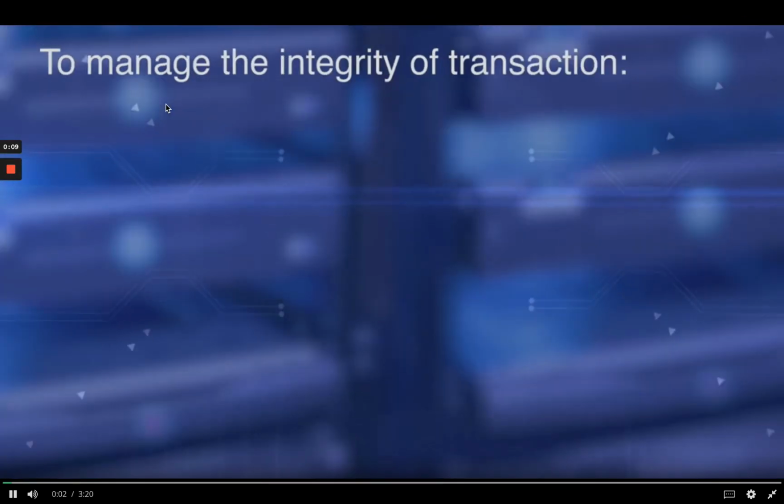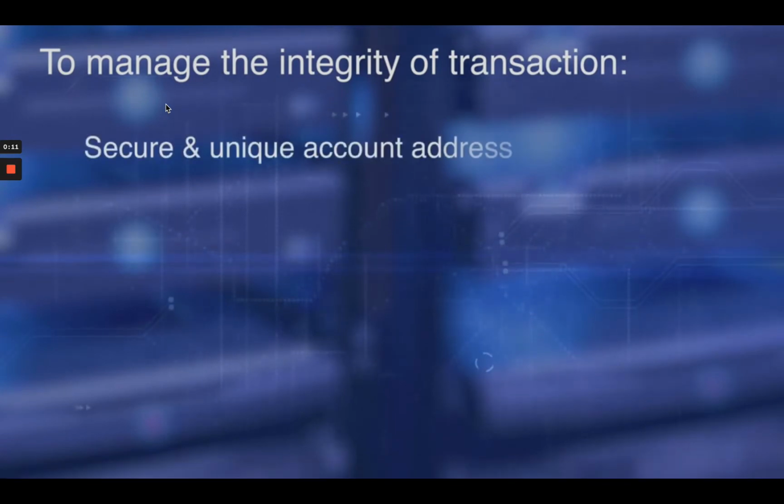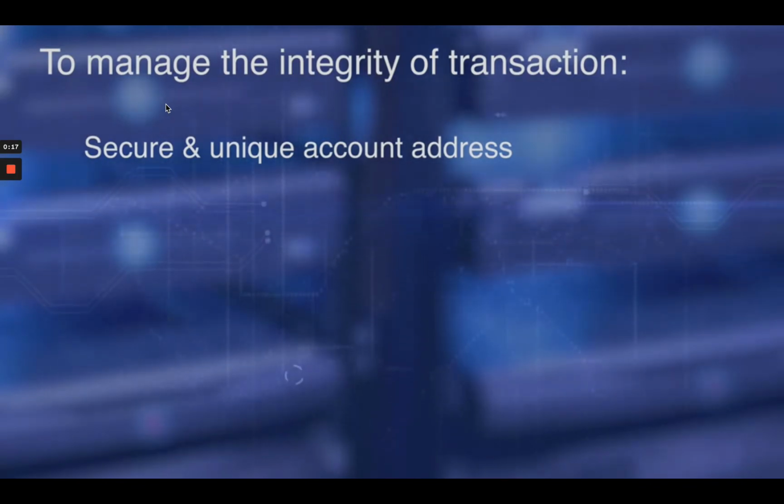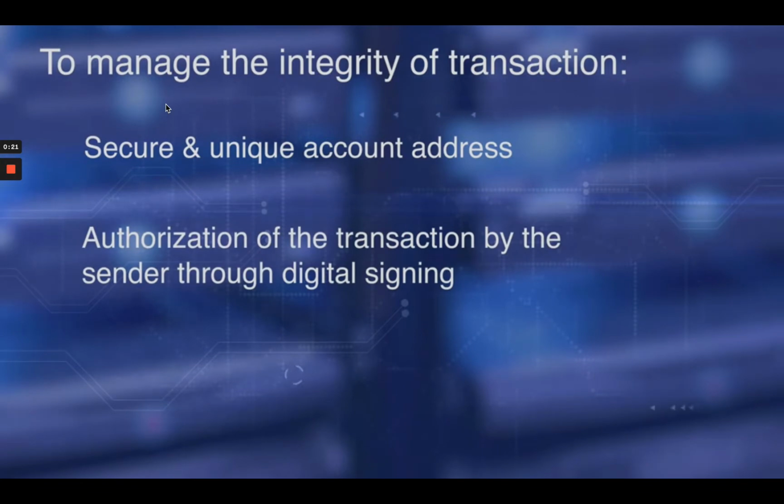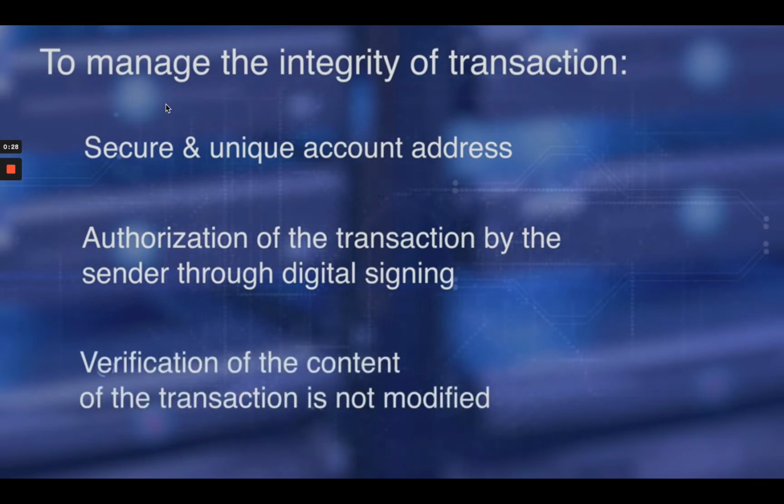To manage the integrity of a transaction, we need, number one, secure and unique account address. We need a standard approach to uniquely identify the participants in the decentralized network. Number two, authorization of the transaction by the sender through digital signing. And number three, verification that the content of the transaction is not modified.